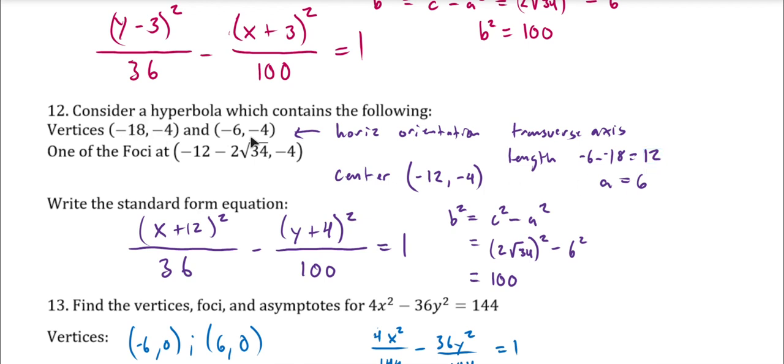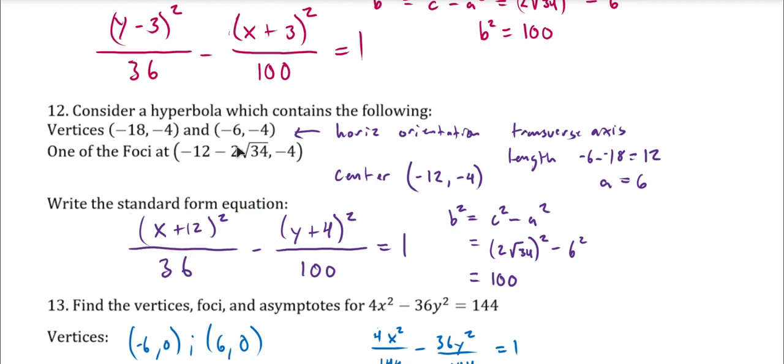The center will be the midpoint between these two values, -12, -4, and so we're going to put a plus 12 and a plus 4 next to our x and y respectively. It's horizontally oriented, so we put x squared up front, and the y term becomes our negative.